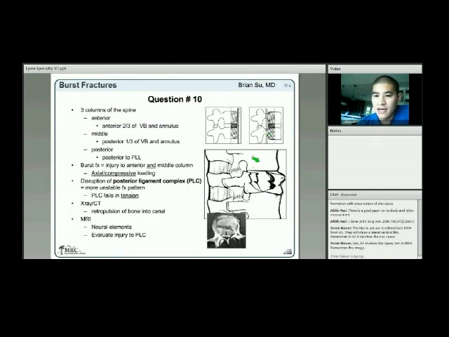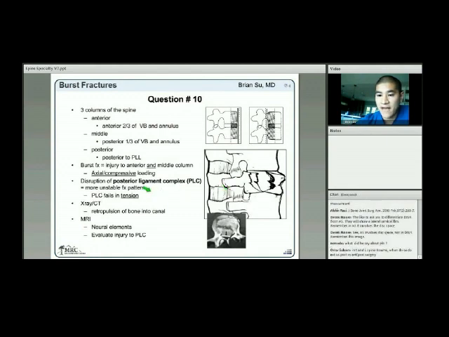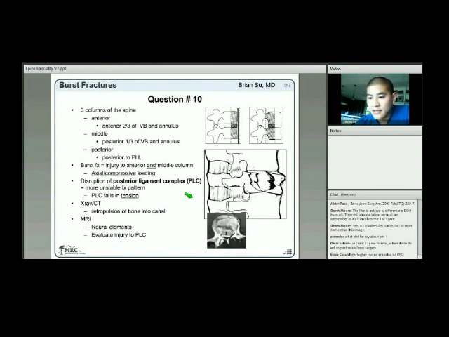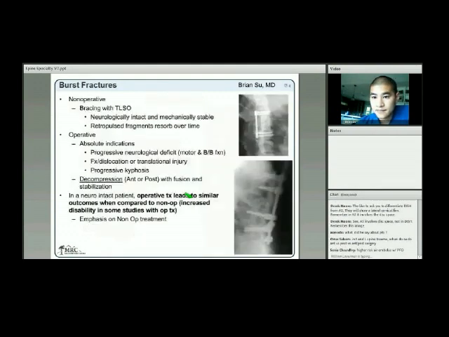And there's been a lot of research and literature recently on the PLC, which is the posterior ligamentous complex, that may or may not show up on the in-training or boards. You should know that the posterior ligamentous complex, which is basically all the ligaments in back, can fail, and if they fail, the mechanism of failure is going to be in tension. CT is going to show retropulsion of bone into the canal typically, and you can get an MRI. The MRI is done to look at the neural elements. The MRI is also done to evaluate the injury to the posterior ligamentous complex.